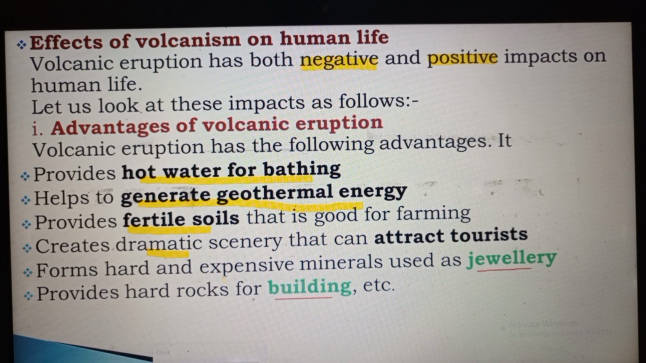It also forms hard and expensive minerals used as jewelry, and it provides hard rocks for different building purposes. So these are some of the advantages of volcanic activity.